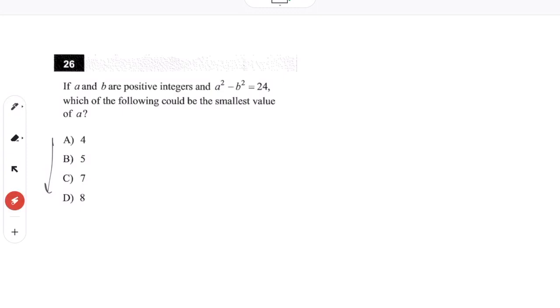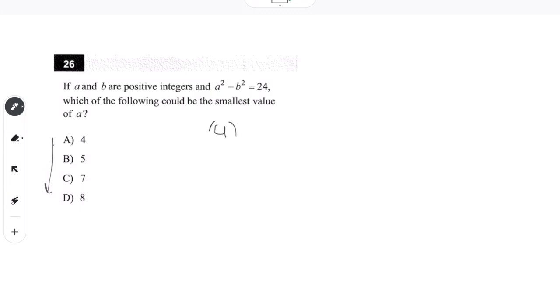Basically, we're trying to find the smallest value, so let's start with the smallest possible value and work our way up. Whichever is the first one that satisfies a squared minus b squared equals 24, with both a and b positive integers, we know that choice would be the right choice. Okay, let's try a first.